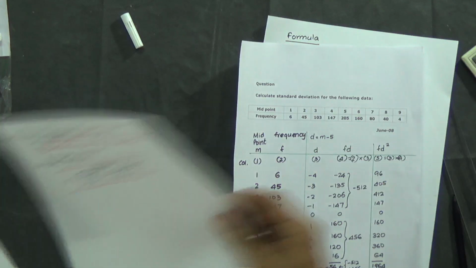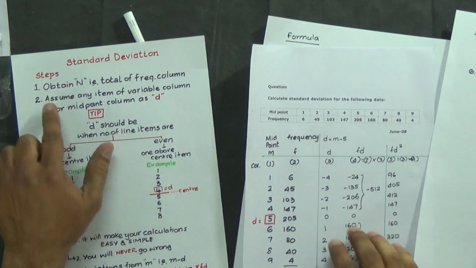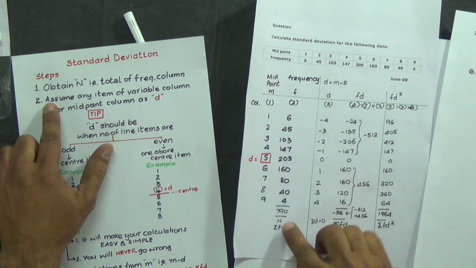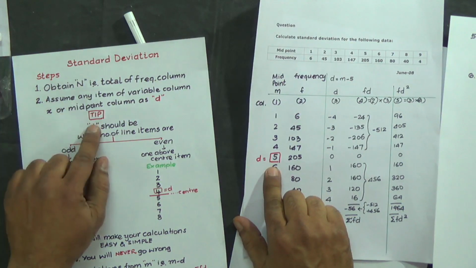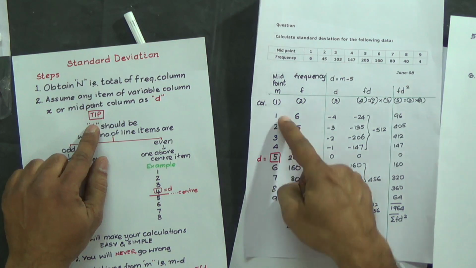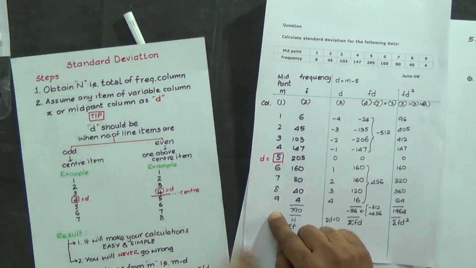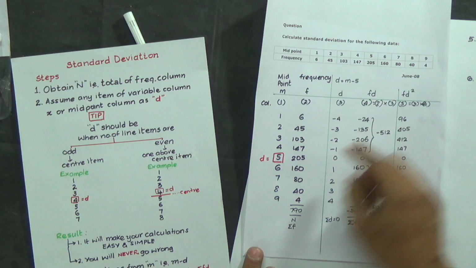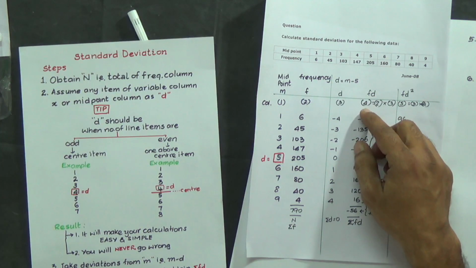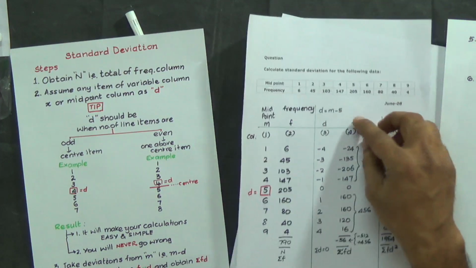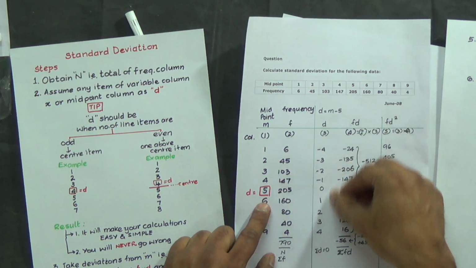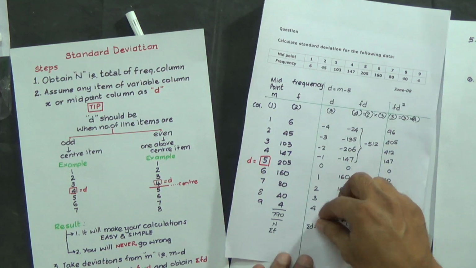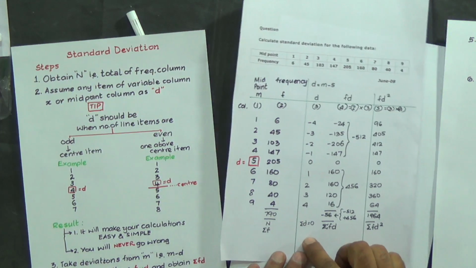We have already completed the sum. We have followed these 6 steps. Step number 1, obtaining frequency total. Step number 2, assuming D, preferably a center one. This is an even number of line items. Center one is D. Then next step is taking deviations from M. Here we have taken deviations from M, 1 minus 5, 2 minus 5. Here this column is ready. The objective is to get sigma d as 0.